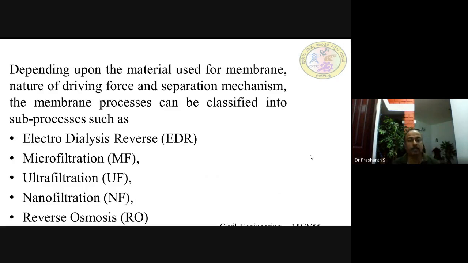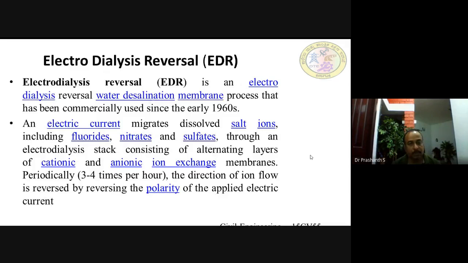Let us see what electrodialysis reversal is. Electrodialysis reversal is a water desalination membrane process that has been commercially used since the early 1960s. An electric current migrates dissolved salt ions, including fluorides, nitrates, and sulfates, through an electrodialysis stack consisting of alternating layers of cationic and anionic exchange membranes. Periodically, 3 to 4 times per hour, the direction of ion flow is reversed by reversing the polarity of the applied electric current.